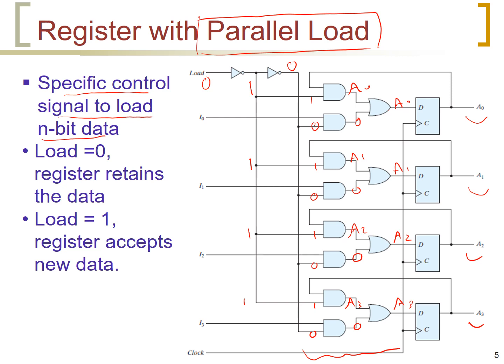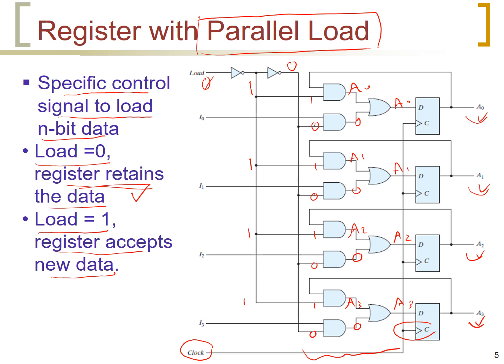Now, what will happen when the clock pulse goes from 0 to 1, which is the rising edge of the clock? All flip-flop inputs will be loaded in the flip-flops. Therefore, A0, A1, A2, A3 will be maintained. We say for this case, when load equals 0, the register retains the data. So now we understand. On the other hand, when load is equal to 1, the register will accept the new data. That's why load is true, so it loads the input data.